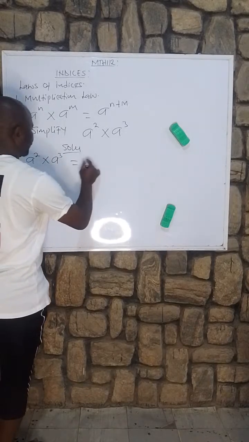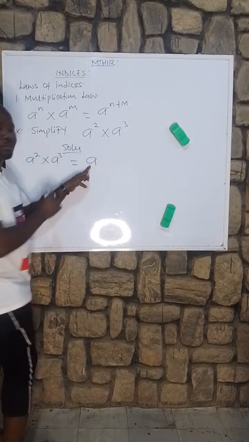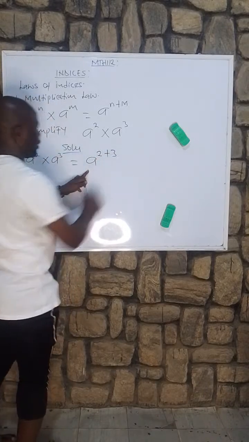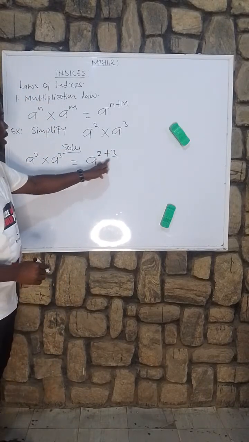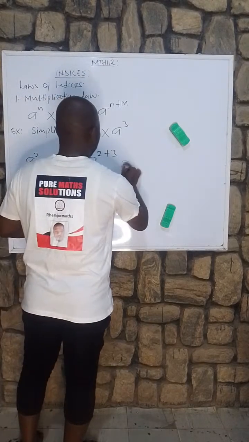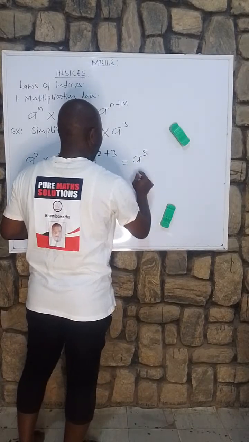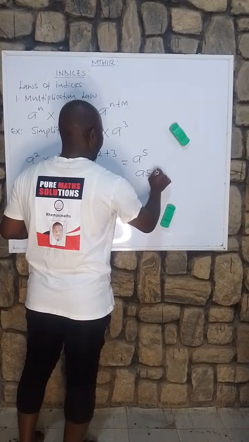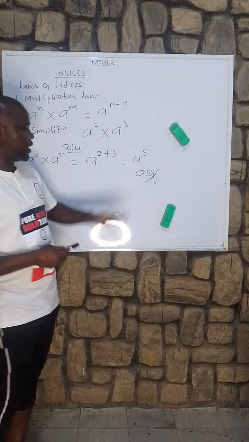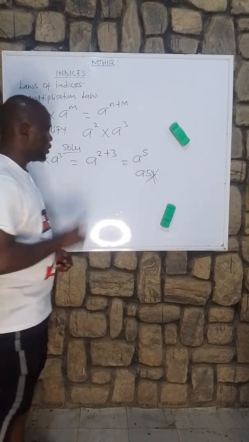So we have a raised to the power of 2 times a raised to the power of 3. We pick one base, it means a raised to the power of, we add the powers, 2 plus 3. You know very well that we can add this and this to give us what? 5. So the final answer will now be a raised to the power of 5. And don't write it in this form, a5. Is that clear? That is wrong. This is a5, while this is a raised to the power of 5. Take note.